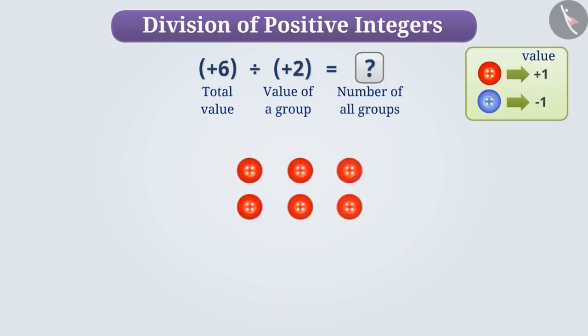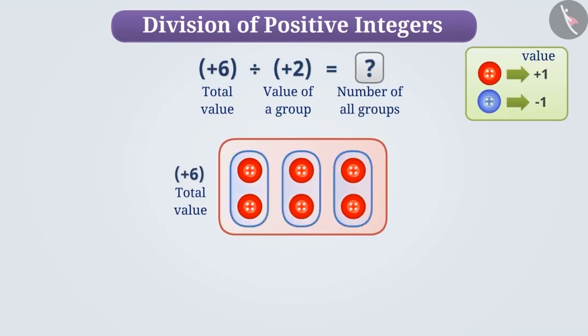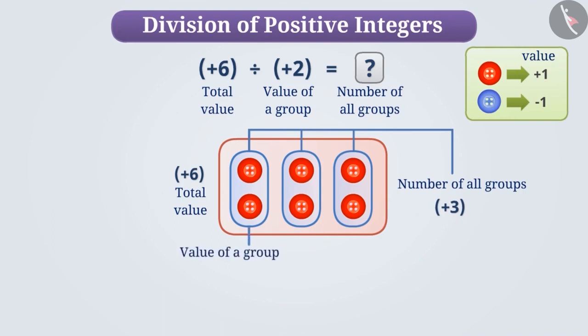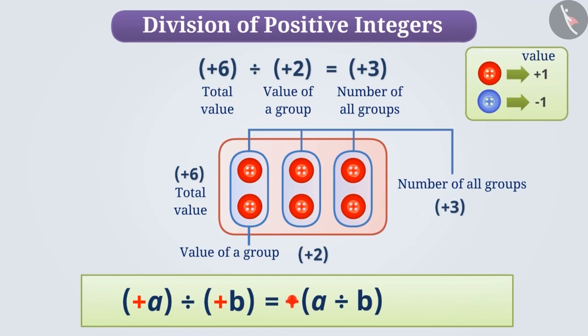If we keep 6 red buttons, their total value will be +6. If we make groups of 2 red buttons, we will get 3 such groups. Here the value of each group will be +2. We can say that there will be 3 groups of +2 in +6. That is, +6 divided by +2 is equal to +3. In broad terms, we can say that the quotient obtained by dividing any two positive integers is positive. Divisor cannot be 0 here.